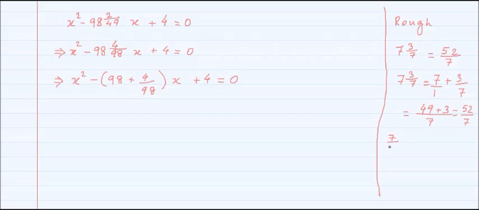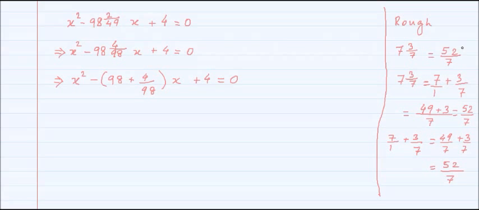This is not a part of the quadratic equation, but still I'm showing you. This can be written using equivalent fractions. The 7 by 1 can be written as 49 by 7 plus 3 by 7. So the sum will be equal to 52 by 7. Every time we see that the answer is equal to 52 by 7.